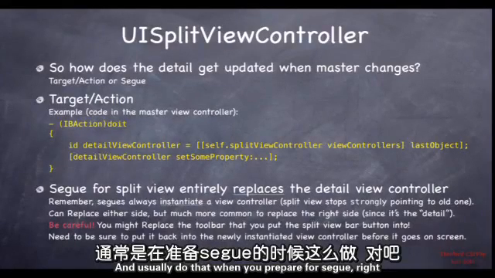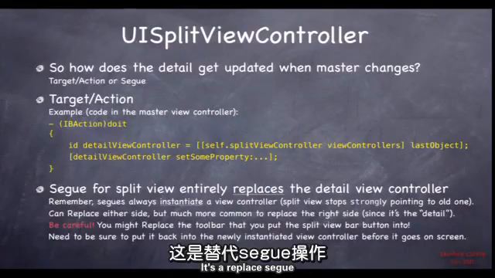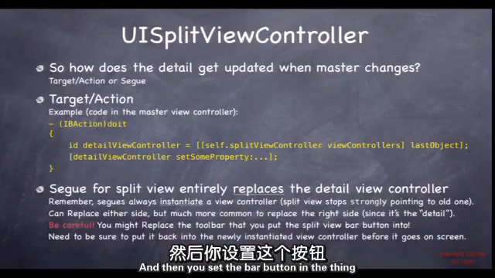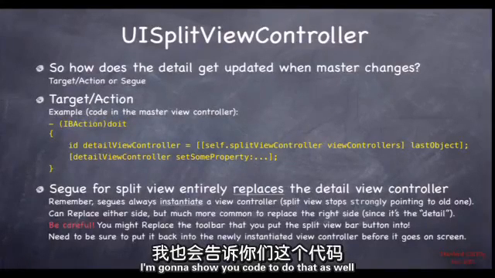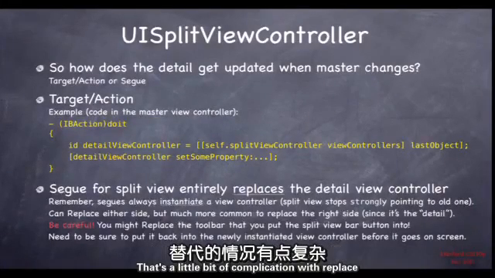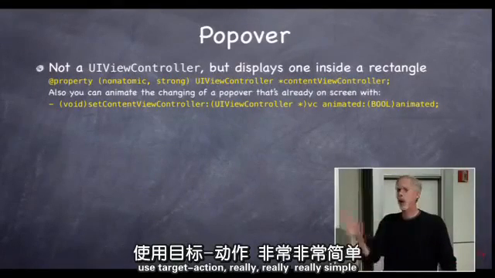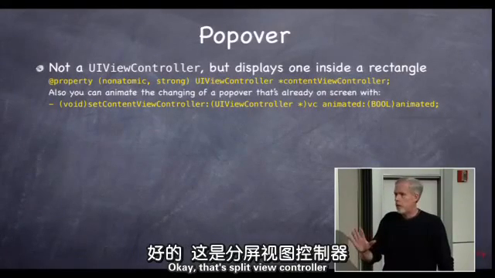And you usually do that in your prepare for segue. Right? So you're in prepare for segue, it's a replace segue, you ask the detail guy for his existing bar button, and then you set the bar button in the new one, and then let the segue happen. That make sense? So I'm going to show you code to do that as well. That's a little bit of a complication with replace. Luckily, target action, like in your homework, is really, really simple. Okay, that's split view controller.